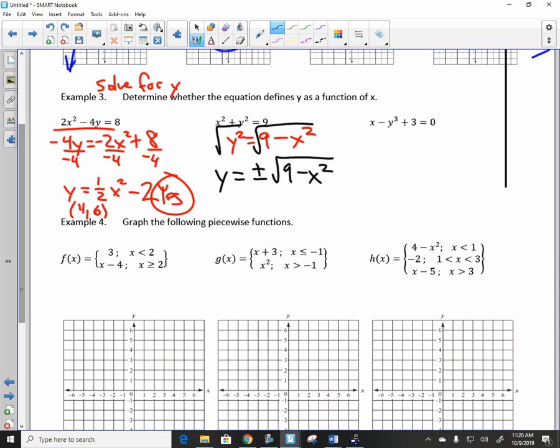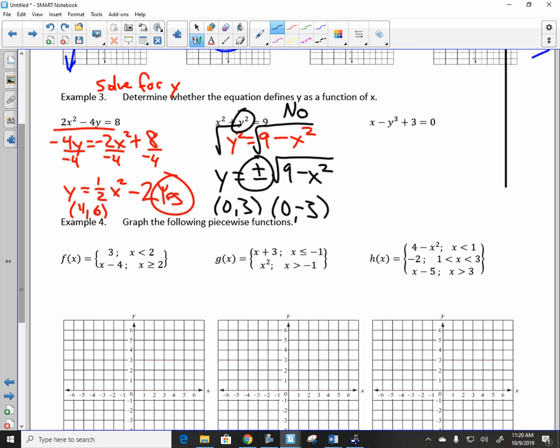Now watch what happens if I plug in a value for x. I'll plug in 0 for x. 9 minus 0 is 9, and the square root of 9 is 3, and it says positive 3 or negative 3. Well, that says that I have an input that gives me 2 different outputs. You can see that when you get a y is plus or minus, or if you have a y squared, it's generally not going to be a function. So that is not a function. You get 2 outputs for every input. And we knew that because it's a circle.